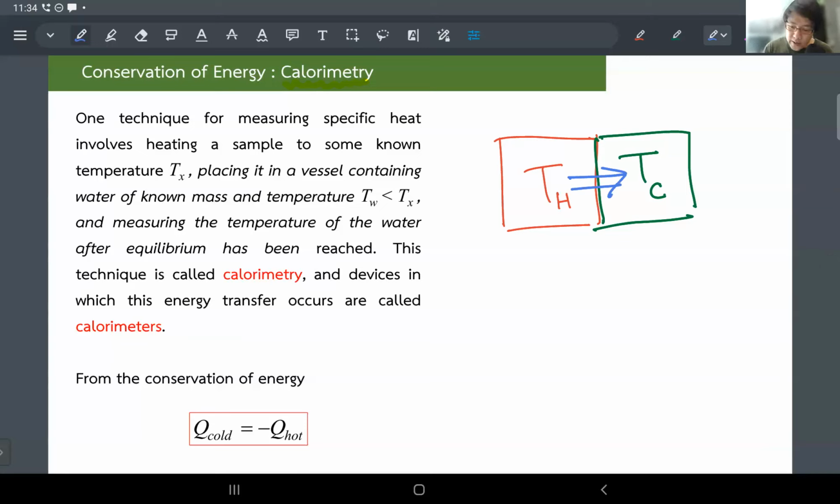I can call this heat Q. But now, because you have two portions of your system, one is losing energy, and that lost energy is flowing into the other side of the system.